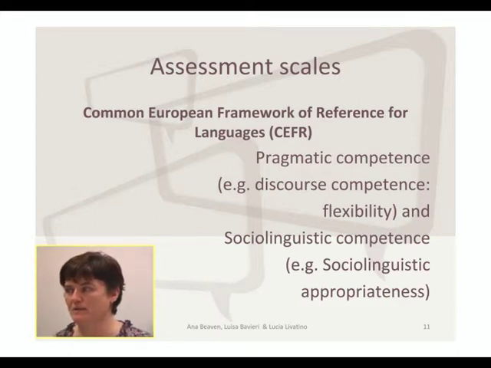In the case of the CEFcult tool, we started looking at some of these scales, but then we decided to look for scales that had already been written, with descriptors that had already been written, specifically for intercultural competence.